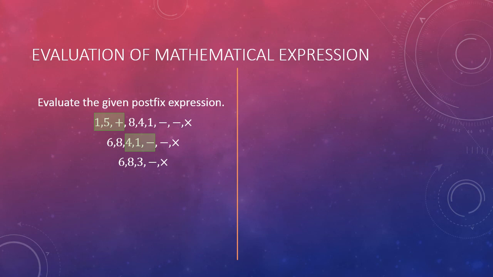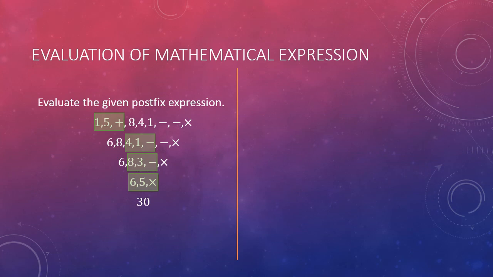Again scan from the left to the right. 6 is followed by 8 and 3. 8 is followed by 3 and minus. So this is the pattern that we were looking for. 8 3 minus is 8 minus 3, which is 5. Substitute the value here. 6 5 multiply is 6 into 5, which is 30.